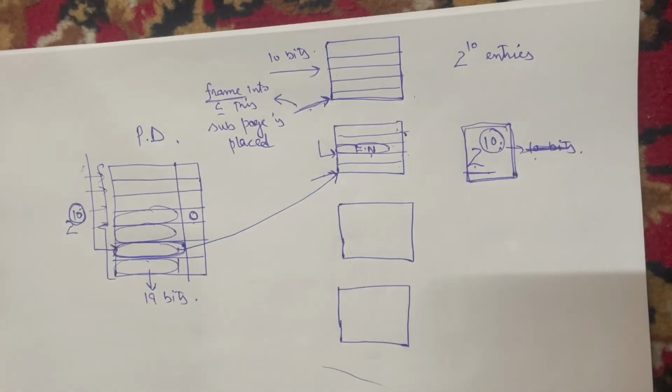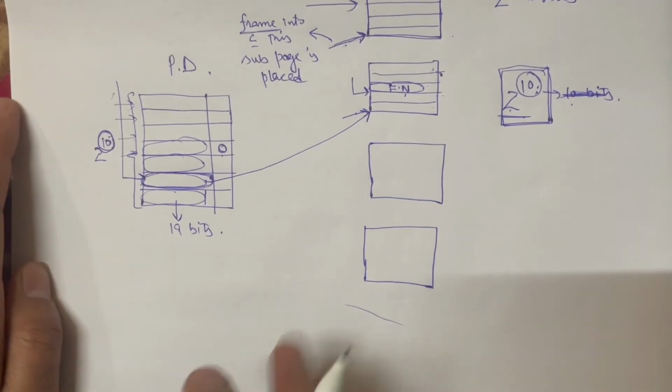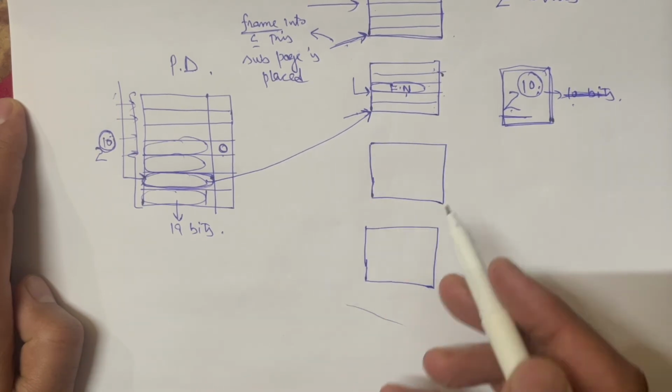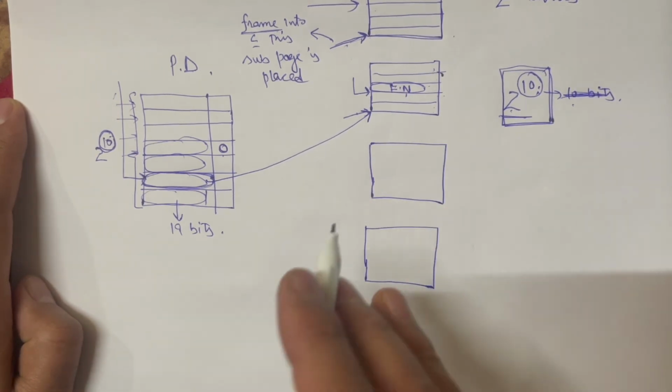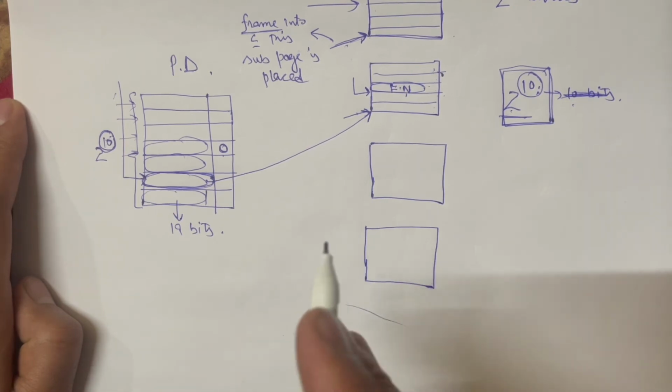Okay, that is the multi-level page table. So you can see the advantage of this particular scheme is that we can save the space. How we can save the space? We will remove those sub page tables where there is no valid data.